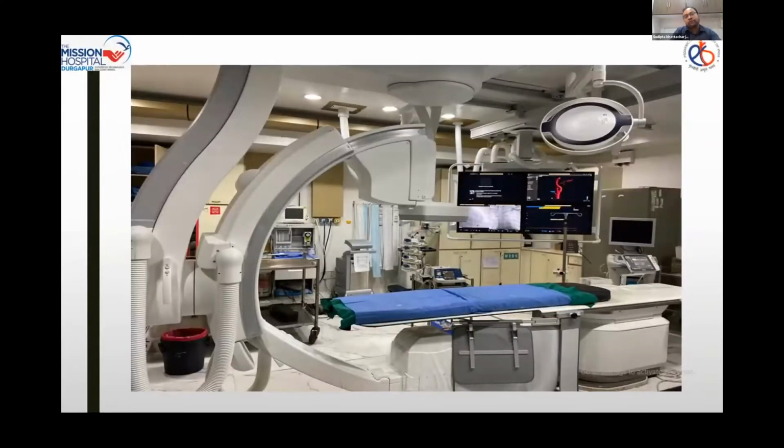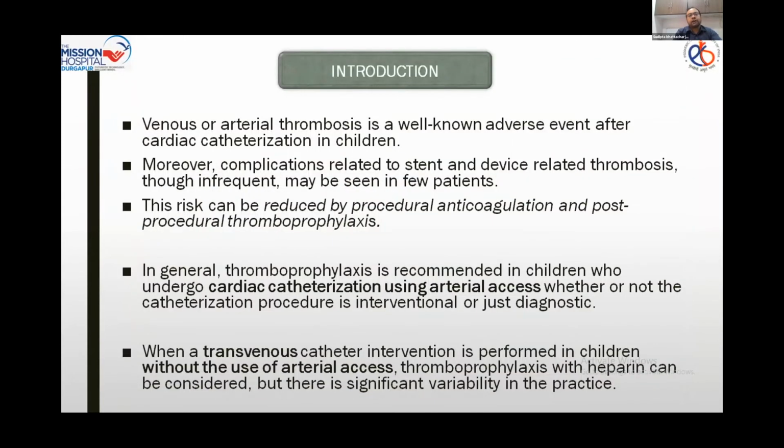Today, I will talk on anticoagulation management, basically with relation to cath lab practices. So this is a picture of a cath lab where we perform around 300 to 350 odd pediatric cardiac cath and interventions per year. Venous or arterial thrombosis is a well-known adverse effect after cardiac catheterization in children. Moreover, complications related to stent and device-related procedures, although infrequent, may be seen in a few patients. The risk can be substantially reduced by procedural anticoagulation and post-procedural thromboprophylaxis.